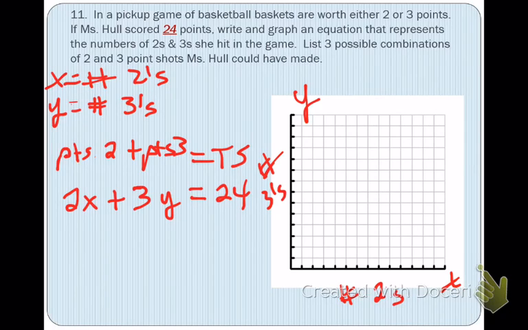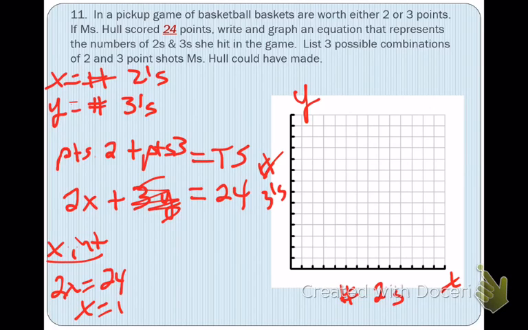Just to help us remember. Okay? Well, let's graph this. And we can use the cover-up method. Find the x-intercept. To find the x-intercept, you're going to cover up the y, and you're left with 2x equals 24. Divide both sides by 2, and x equals 12.